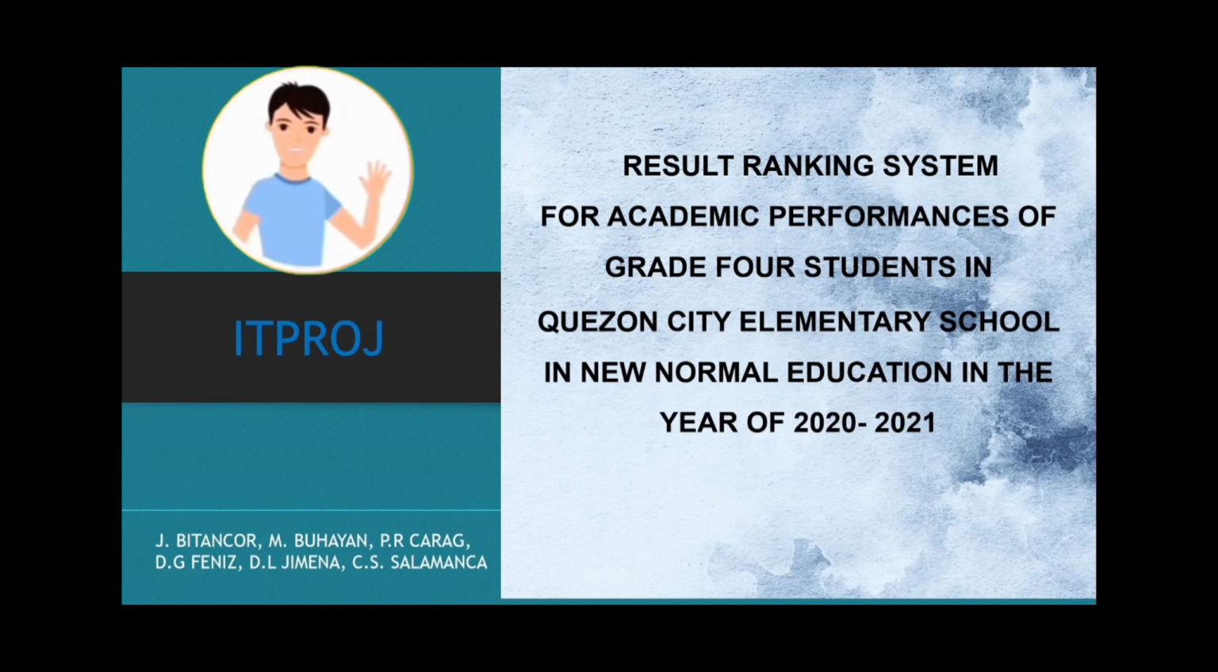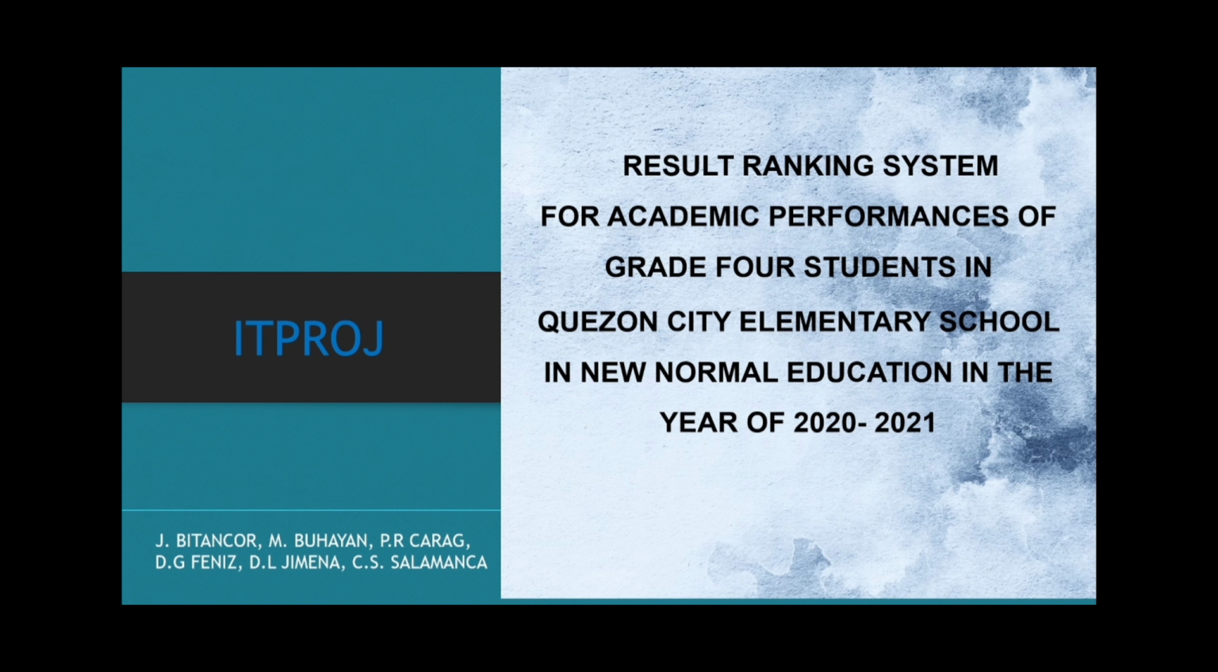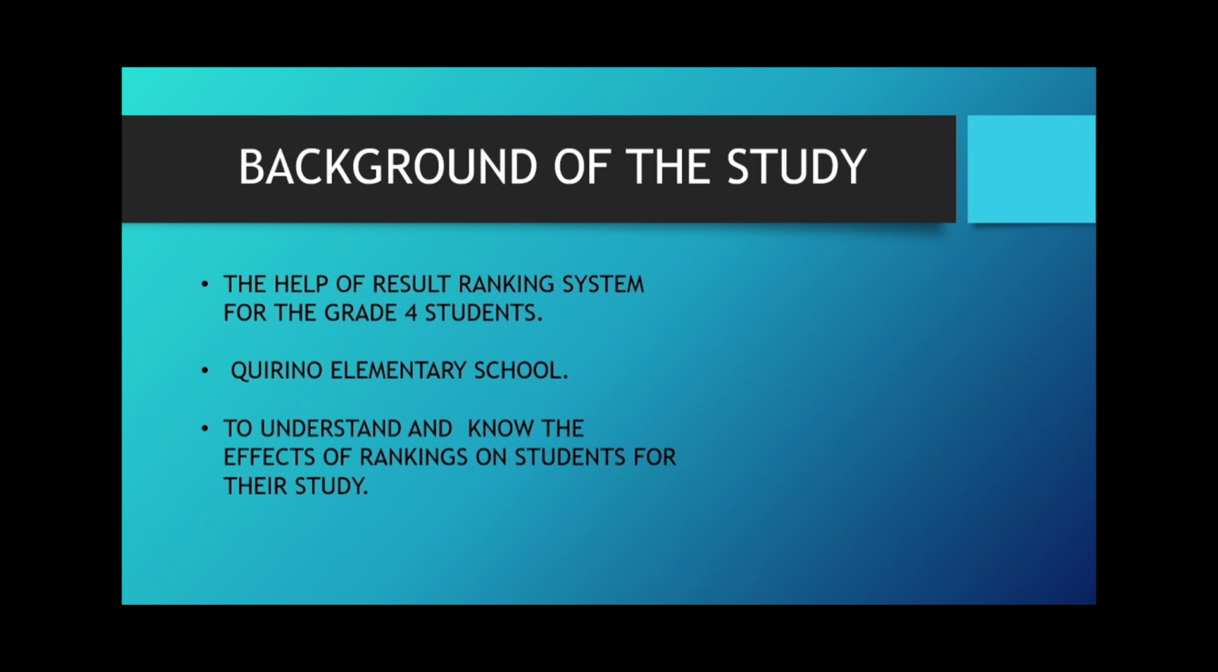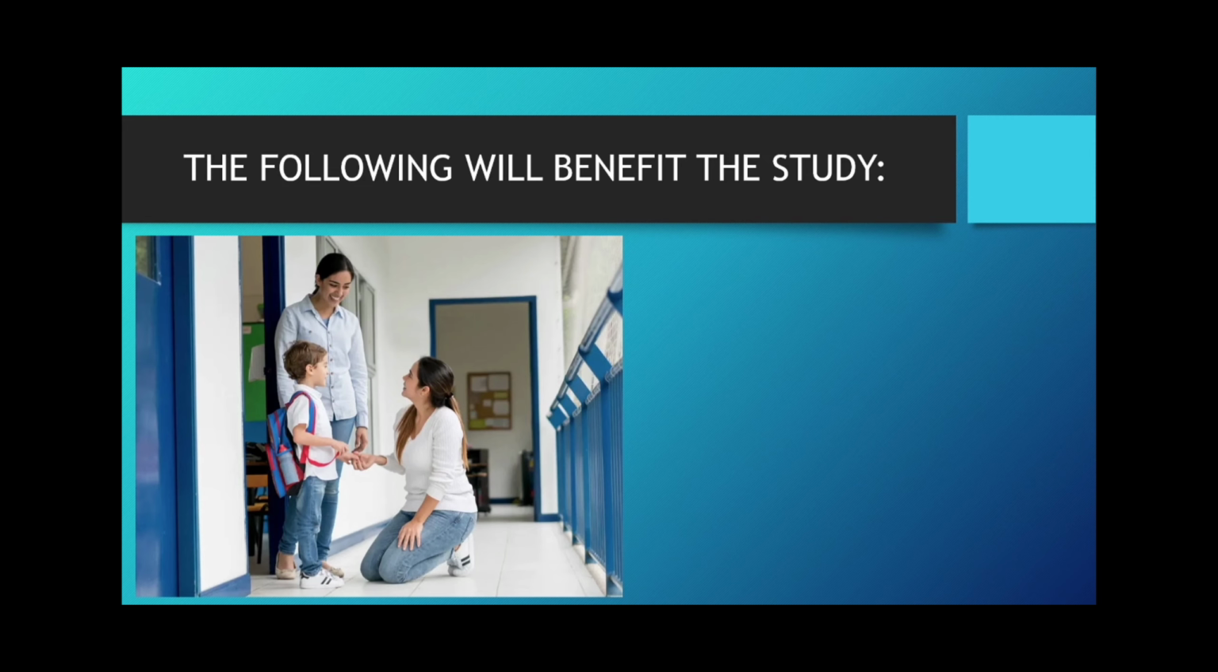Today we will be talking about the result ranking system for academic performances of grade 4 students in Quezon City Elementary School in New Normal Education in the year 2020 to 2021. In this study, we will be identifying the help of the result ranking system for the grade 4 students in Quirino Elementary School to understand and know the effects of ranking on students for their study. And who will benefit from this study.